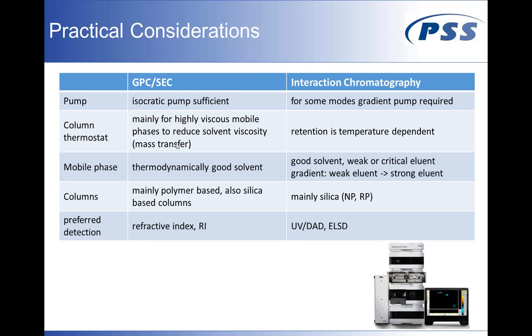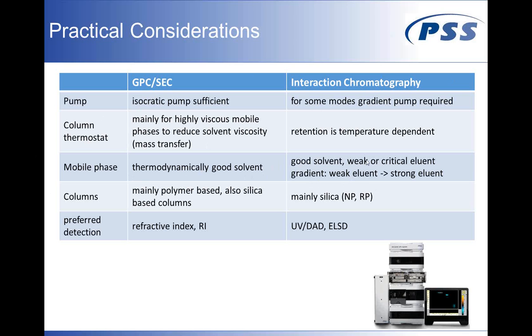So mobile phase, well, in GPC, you have a thermodynamically good solvent, isocratic. In interaction chromatography, again, you should use a good solvent. Very often, people try to use weak solvents in order to establish adsorption effects. Then you do not make interaction chromatography. You're running more into precipitation-redissolution adsorption chromatography, which complicates the interpretation of these values.